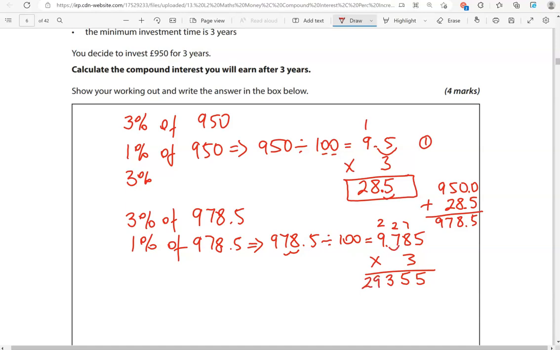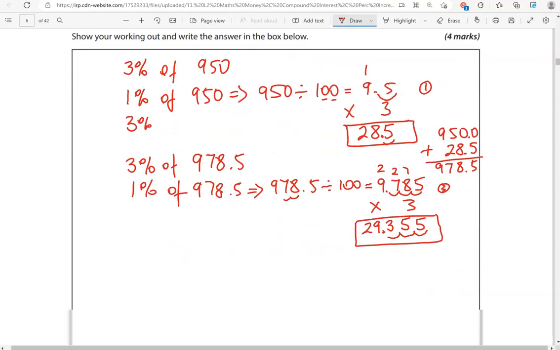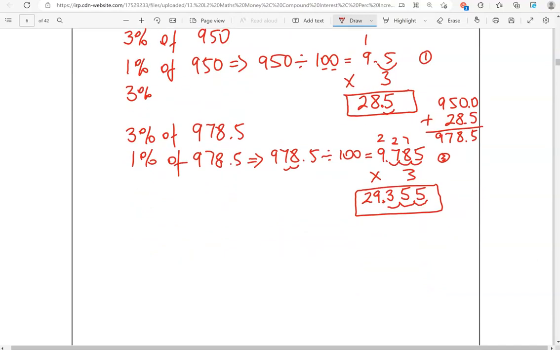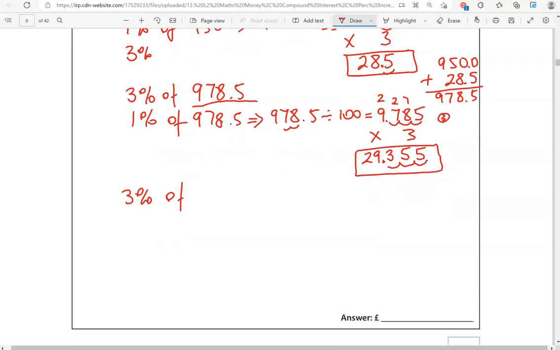The first number has 1, 2, 3 decimal places. 3 has no decimal places, so overall we'll give this 3 decimal places, so 29.355. That is interest gained at the end of year 2. We have 1 more year to go, so 3% of 978.5 plus 29.355. So let's just do it here.